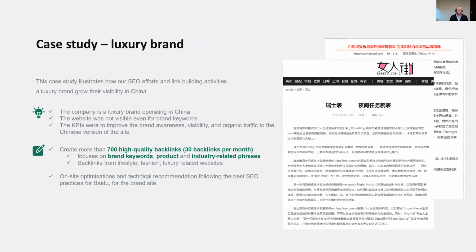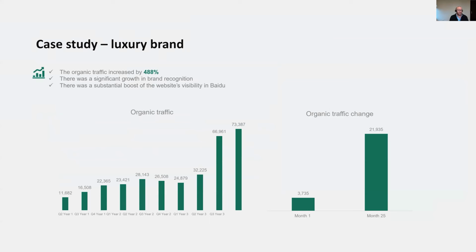So the first is a luxury brand operating in China. It was not visible at all, not even for brand keywords. And so we focused on building high quality backlinks, in this case around 30 per month, specifically in China. We did on-site optimizations and technical changes to ensure that the basics are there. And even this relatively simple SEO program increased traffic over time by almost 500%. Not only that, there's also a large increase in visibility and the number of keywords that they're ranking for, and as a result, there was a significant growth in brand recognition.